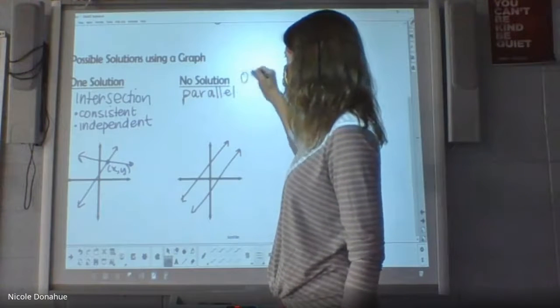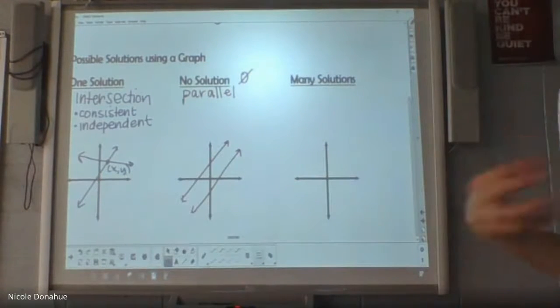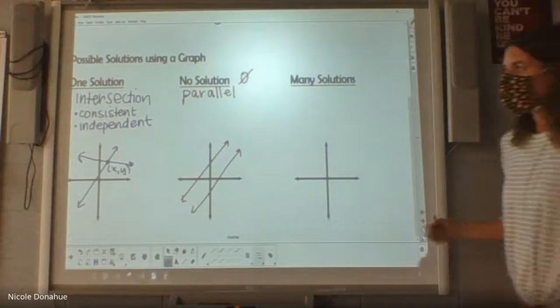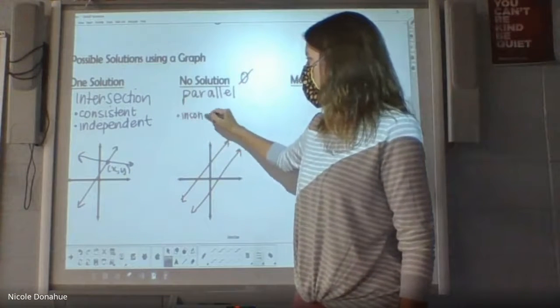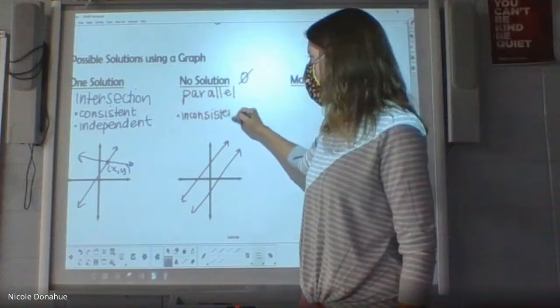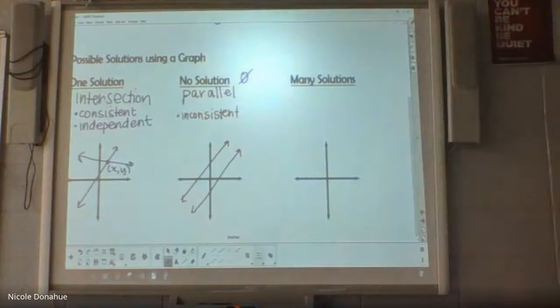So parallel lines have no solution. That's when we use the zero with the line through it, saying there's an empty set, there's no solutions. And this, rather than being consistent, we'd say this is inconsistent. Again, I will never ask you these words, your book might, the ones with the little bullet points. I just don't want you to not know what they're talking about. Which is another word for no solution.